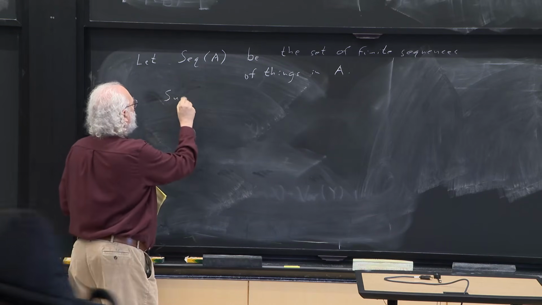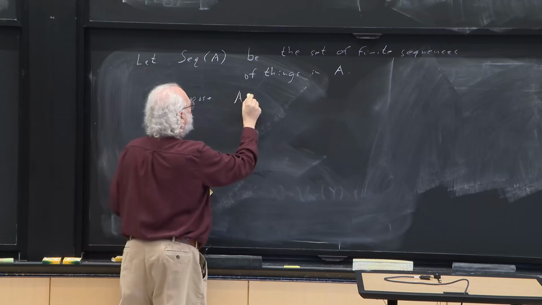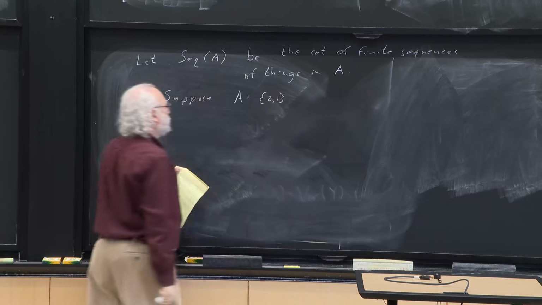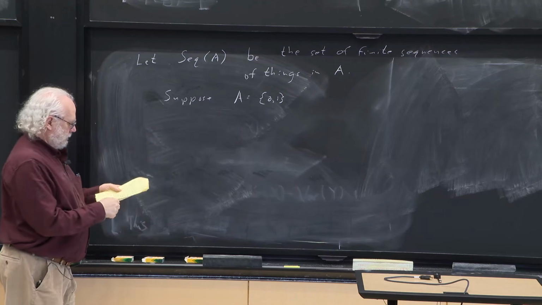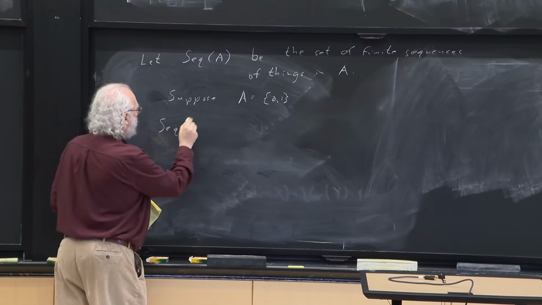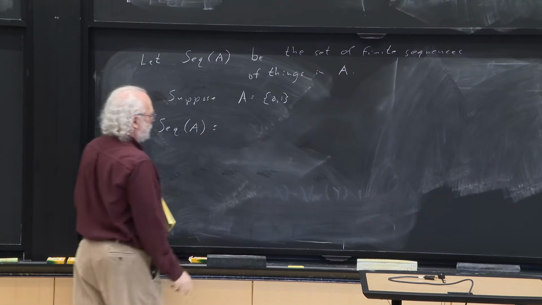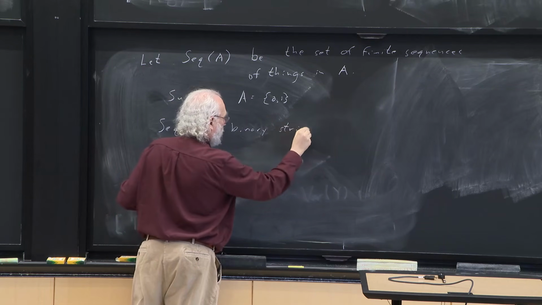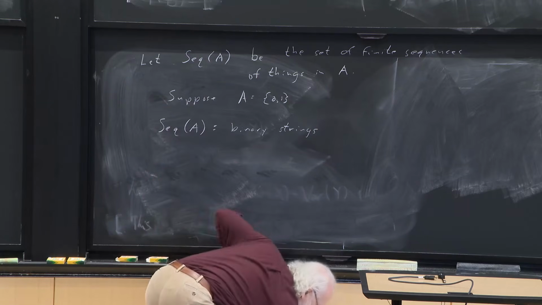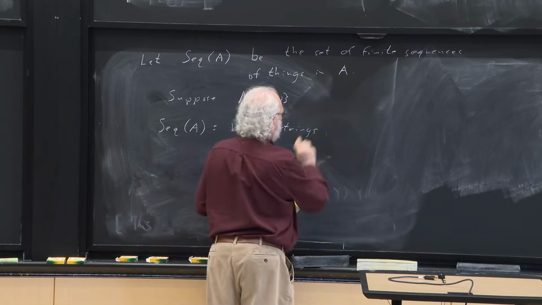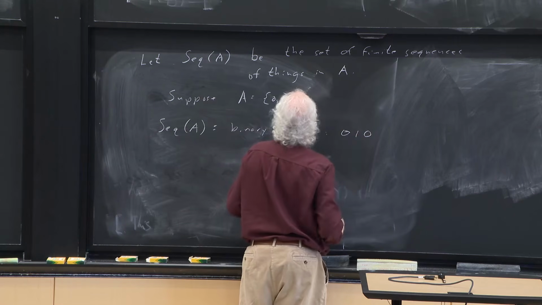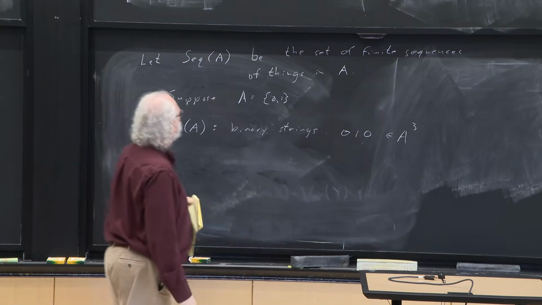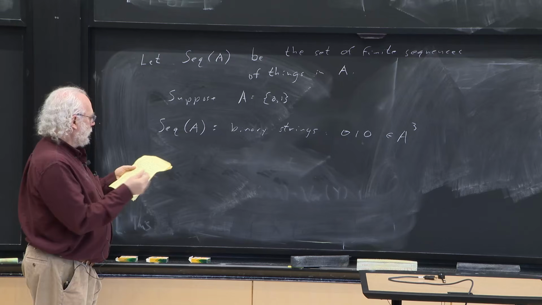Suppose A is equal to 0 and 1. Sequence of A is equal to binary strings. 0, 1, 0 is in the sequence of A, for example. So what is the generating function for sequence of A?